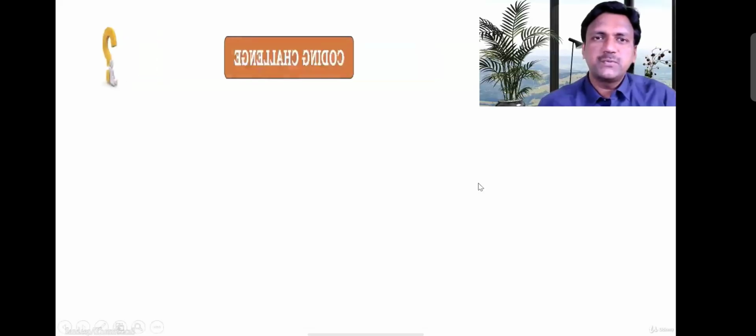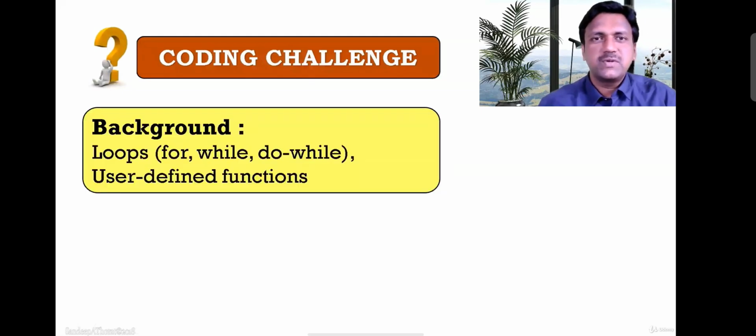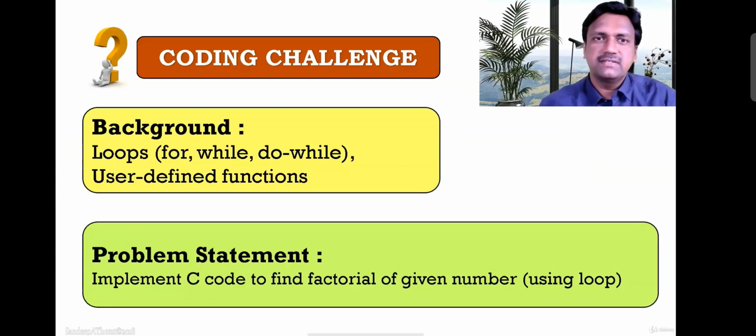I'm in front of you with yet another interesting coding challenge. We have discussed looping control statements and user-defined functions in the earlier sessions. So you need to use these concepts while solving the given coding challenge. And here comes the problem statement. You need to implement a C code that will find out the factorial of a given number.